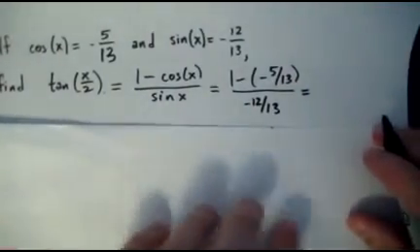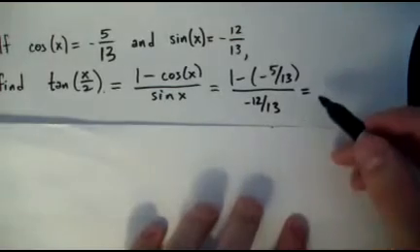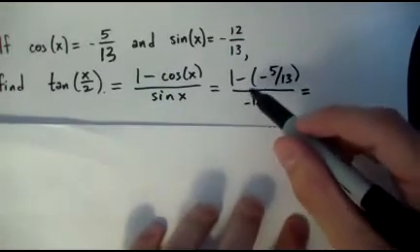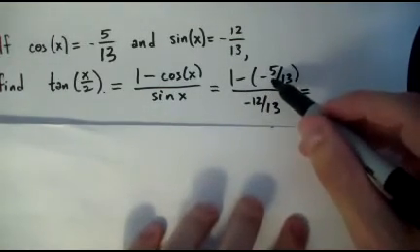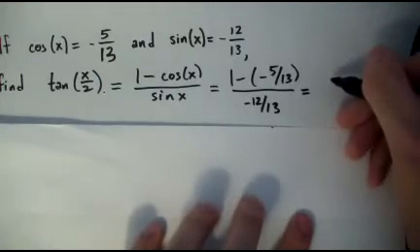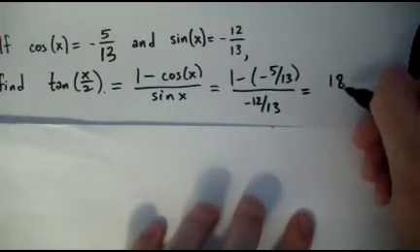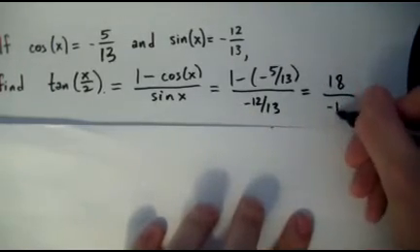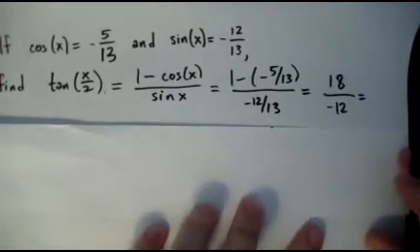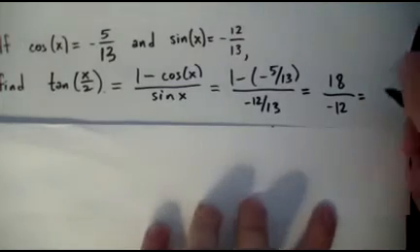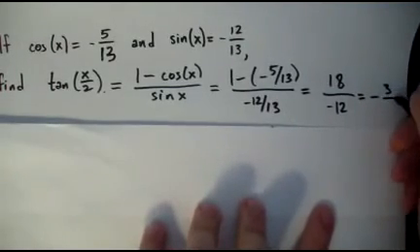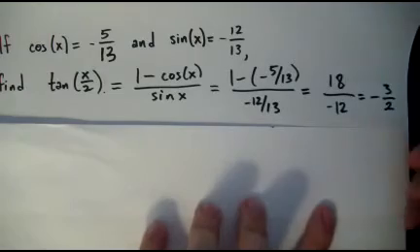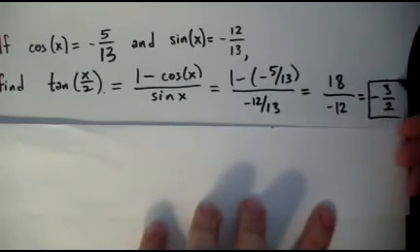Now if we multiply top and bottom by 13, let's see what we get. We'll get 13 plus 5, so that's going to be 18. And in the denominator, we're going to have a minus 12. And if we cancel a common factor of 6 here, we get minus 3 halves. So that's what tan of x over 2 is.